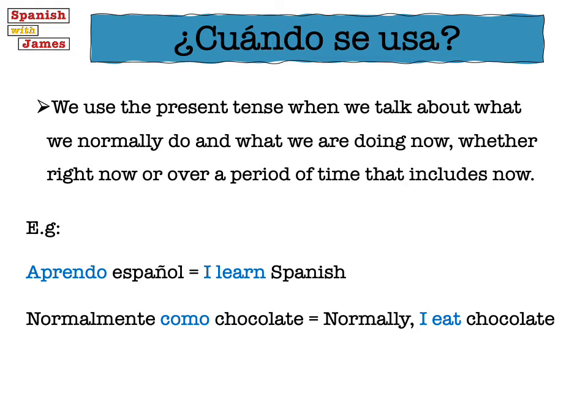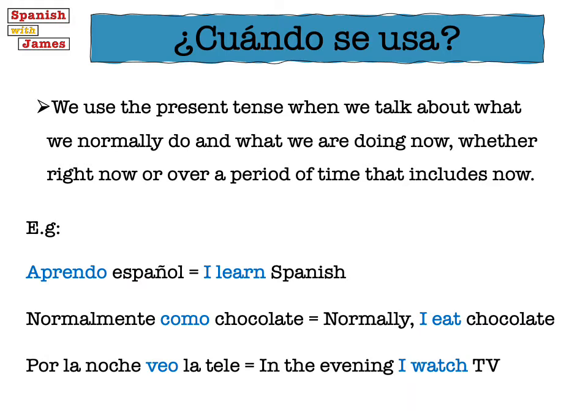Normalmente como chocolate. Normally I eat chocolate. So when we use normalmente and we talk about things we habitually do, we're using the present tense. Por la noche veo la tele. In the evening, I watch TV. So again, it's a habitual thing that we tend to do in the evenings. So all of these, aprendo, I learn, como, I eat, veo, I watch, they're all examples of the present tense.